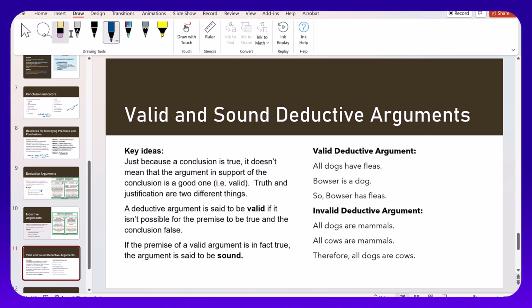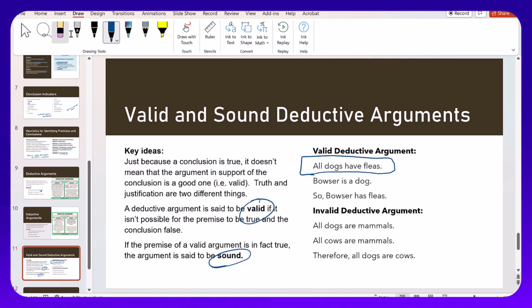It's wrong, right? Now, if you look at the valid deductive argument here, all dogs have fleas, this is not a sound valid deductive argument, right? If the premise of a valid argument is in fact true, then it's sound. So you can have a valid sound argument for deductive arguments. But in this case, this is just valid.